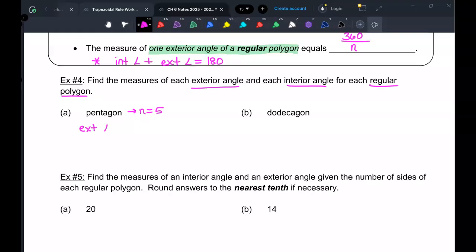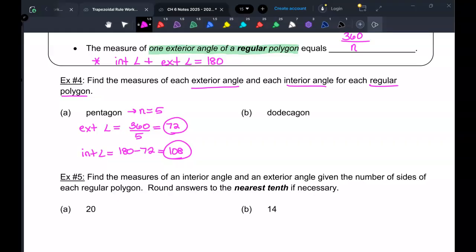Because we would just have to do 360 divided by 5. We get the exterior. What's 360 divided by 5? 72. Which makes my interior angle, I can just do 180 minus 72, 108. Now you could do the interior angle formula if you wanted to double check, but this is fine.